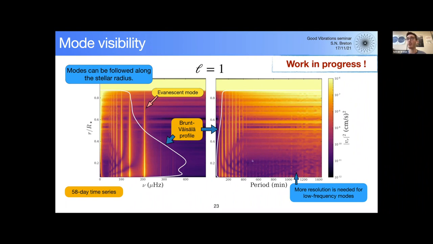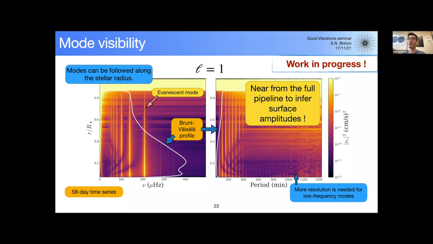And if I represent the x-axis not in frequency but in period this time, I again retrieve the regular period spacing. But it also shows clearly that more resolution is of course needed if I want to pursue the analysis at lower frequency. This is still a work in progress, but I'm near to obtaining the full pipeline to infer the surface amplitude.